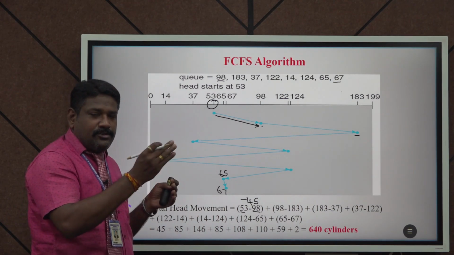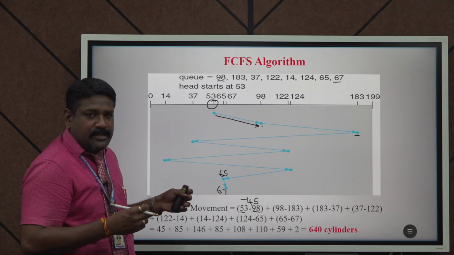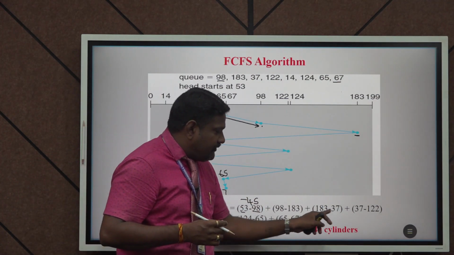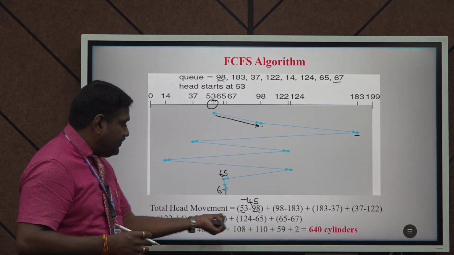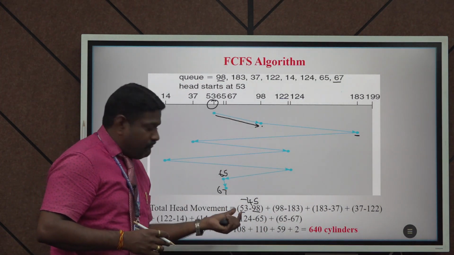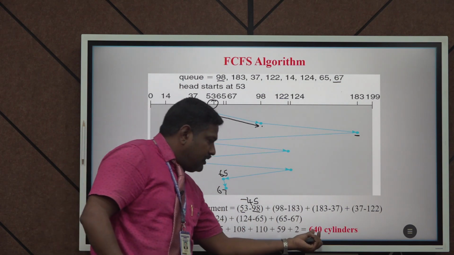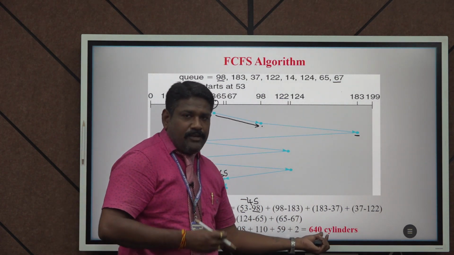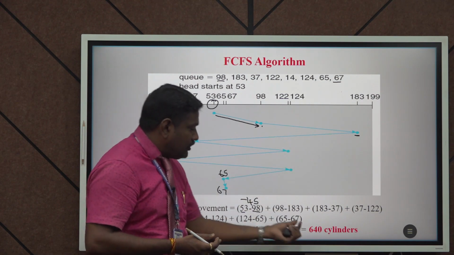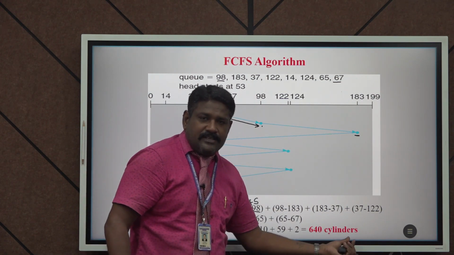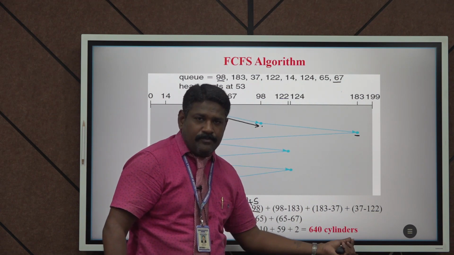So just don't follow the basic subtraction formula. Here we are going to take the difference between these two values. Likewise we have to find out the difference between all the two different locations, then we have to sum up the total value. So if we follow first come first serve algorithm, for this input, the total head movement is going to be 640 cylinders. Cylinders is the unit value.